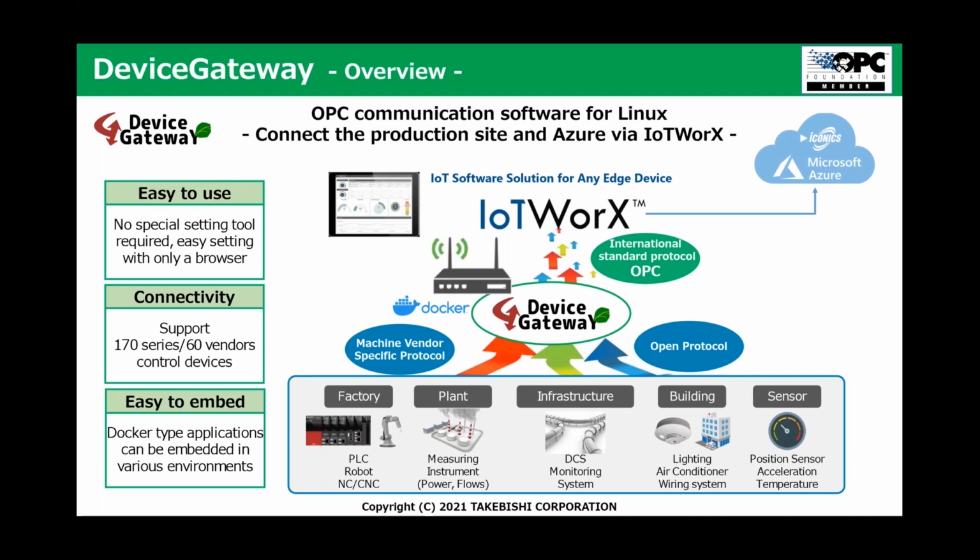So it's also easy to use. You have no special tool needed to do all the settings for the PLC. It can be done very easily via settings in a browser. Again, it supports 170 series of 60 vendors, so a little bit less than the DXP server, but for IoT applications, I think it can be used for a lot of brands in the market. And again, it's a Docker type of application, so it can be embedded in various environments.